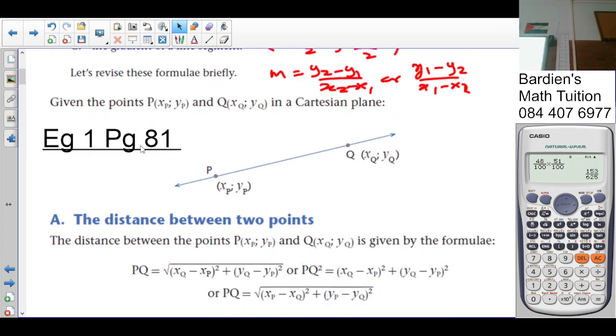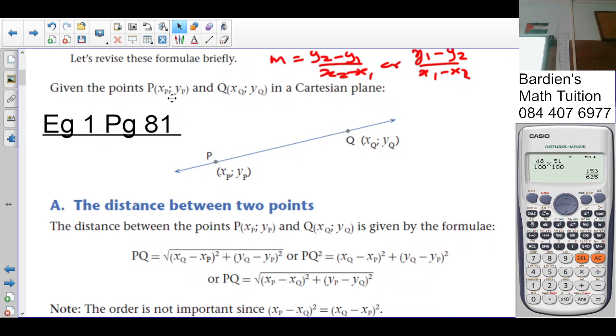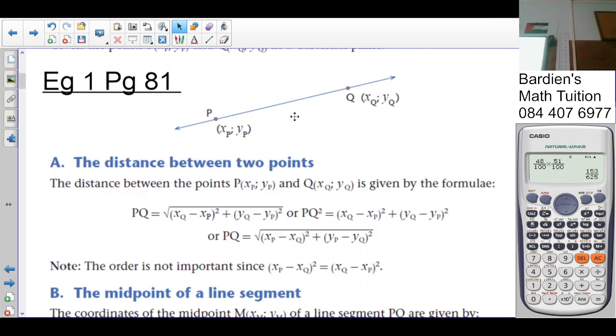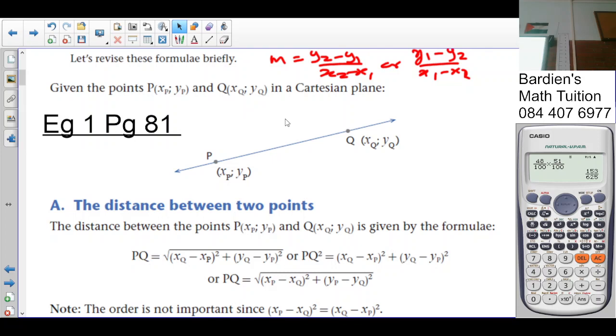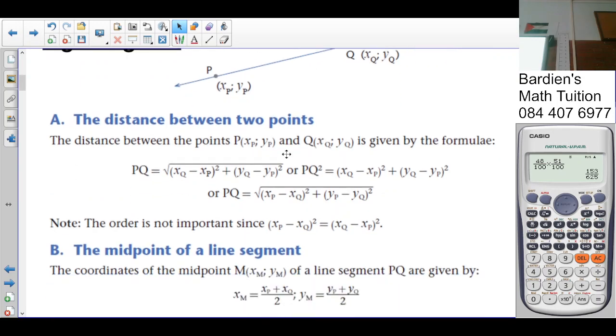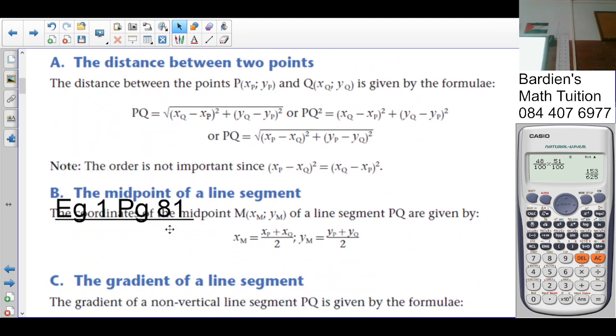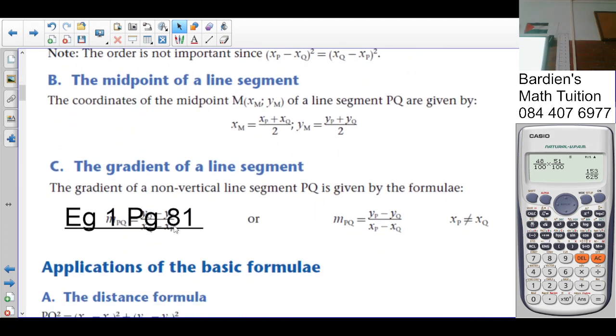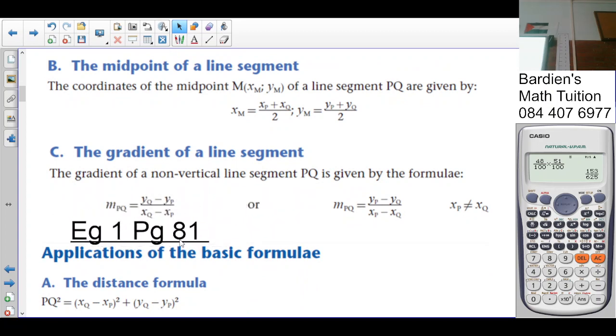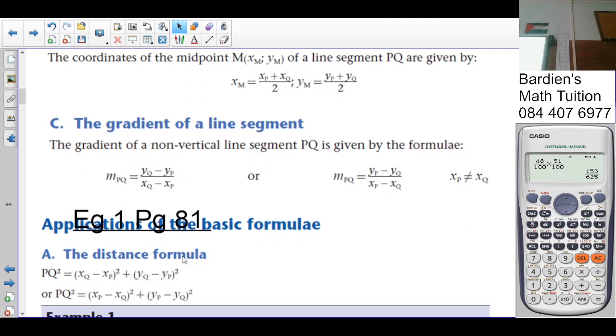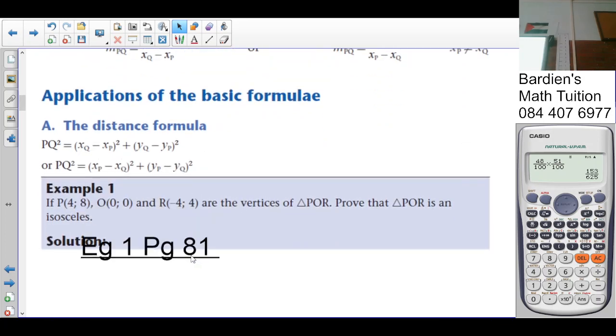Let's revise these formulas briefly. Given the point P in the Cartesian plane, we used x1, x2, y1, y2. Not so the same, but if you want to use a P and a Q, by all means you may do so. The distance between, we spoke about that now. We spoke about the midpoint, and we spoke about the gradient of the line.